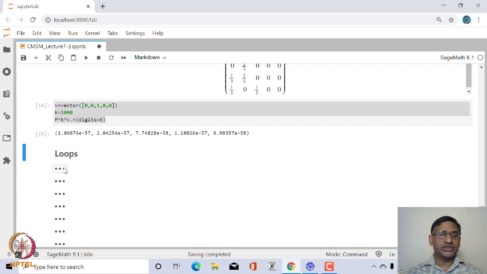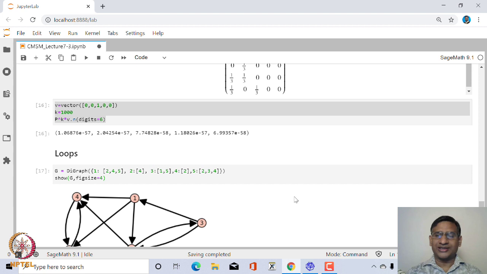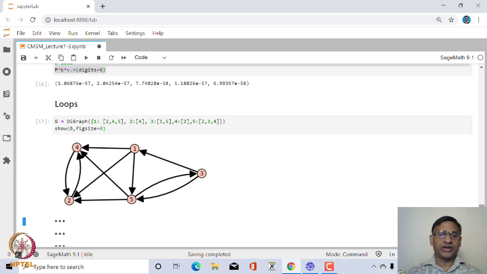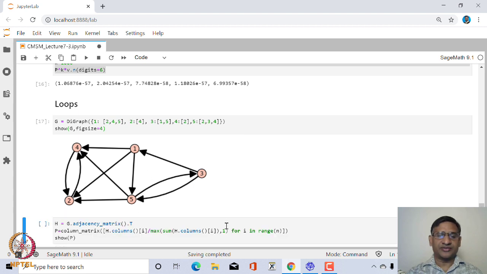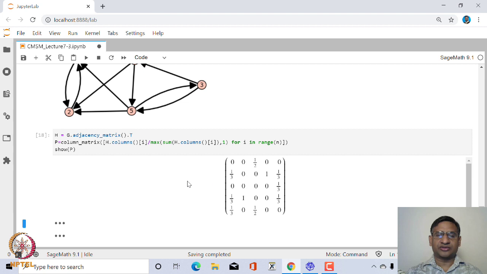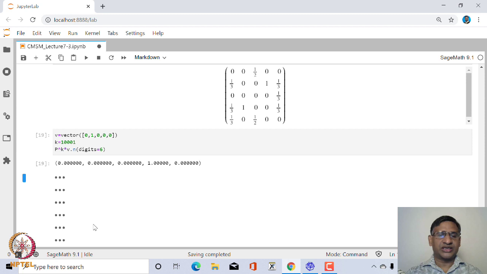You can also have a situation of a loop. For example, if you look at this particular network, you see here, for example, 2 and 4. From 2 you can go to 4, and from 4 you can go to 2, and you cannot go anywhere else. So this is a loop. Now again in this case, this is the adjacency matrix and this is the transition matrix, and if I start with, let us say, the second website, then the probability of being on the second website is 1 and everywhere else it is 0. That again is not good.